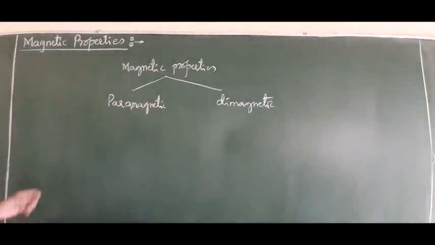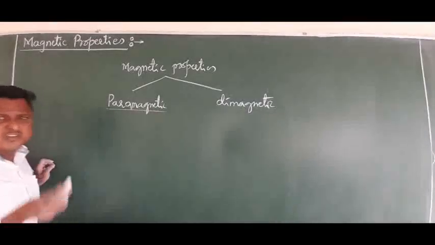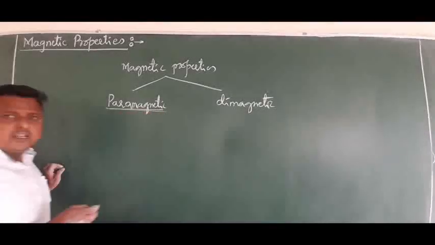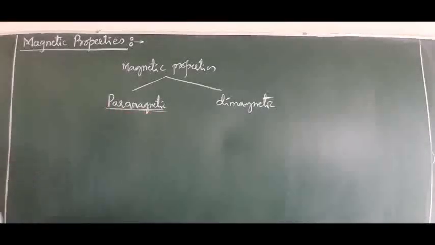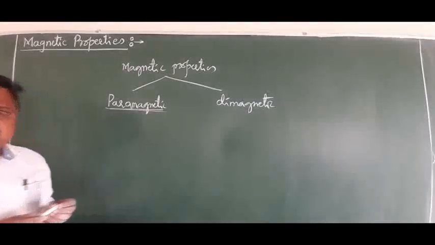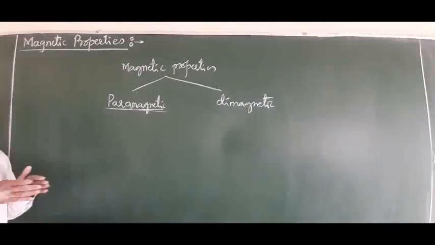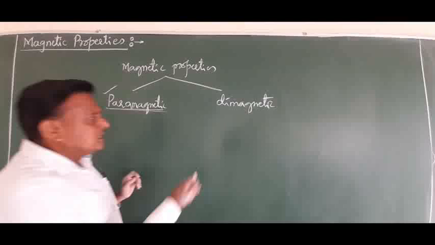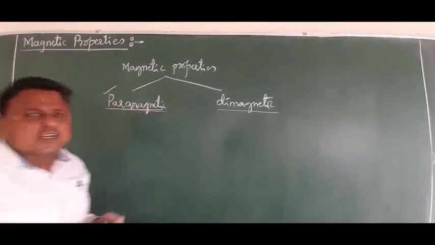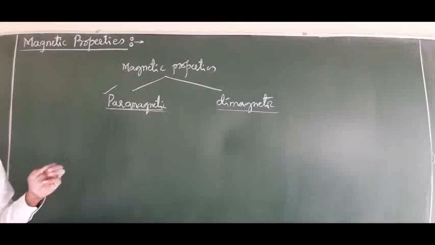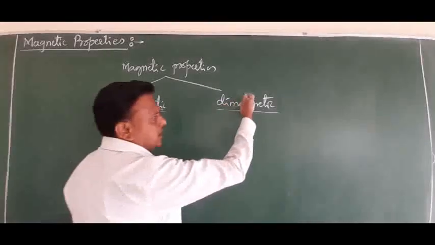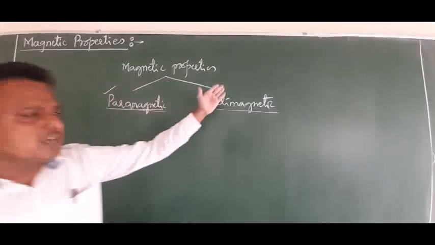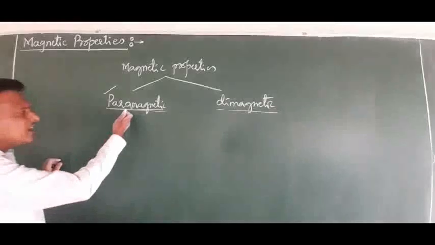What are paramagnets? Yes, you keep a substance in a magnetic field. If the substance undergoes repulsion, this is known as paramagnetic. Yes, you keep a substance into the magnetic field. If that substance undergoes attraction, those substances are called diamagnets. Paramagnetic substance undergoes repulsion, the diamagnets undergo attraction. Why does it undergo repulsion?